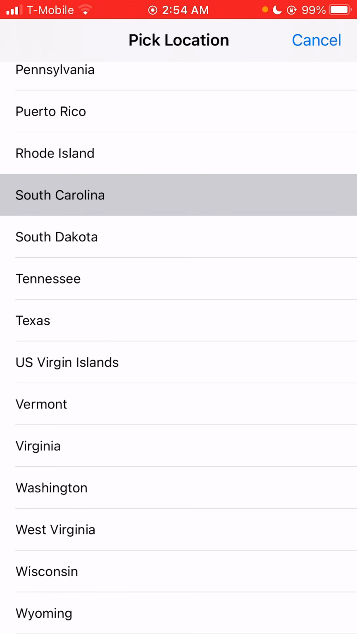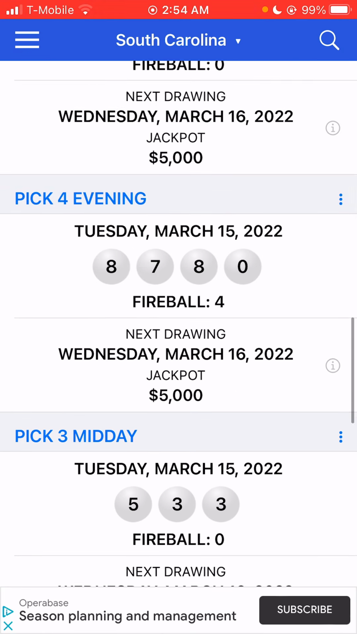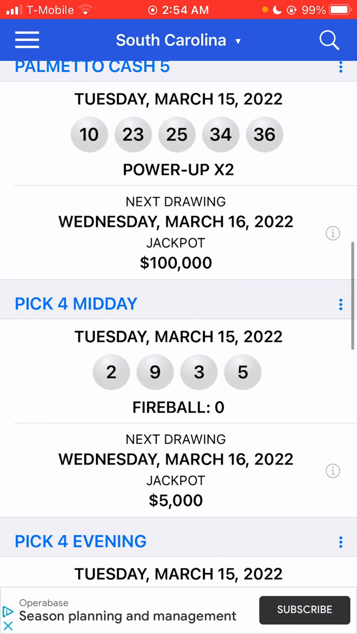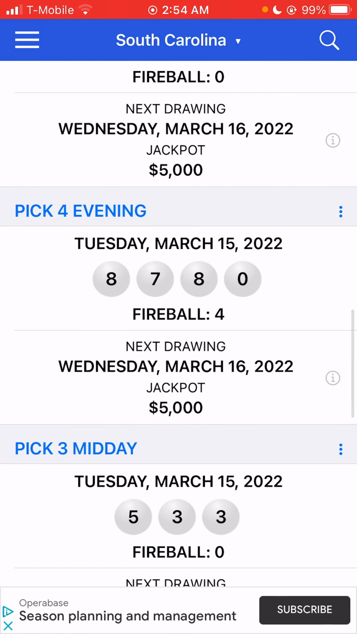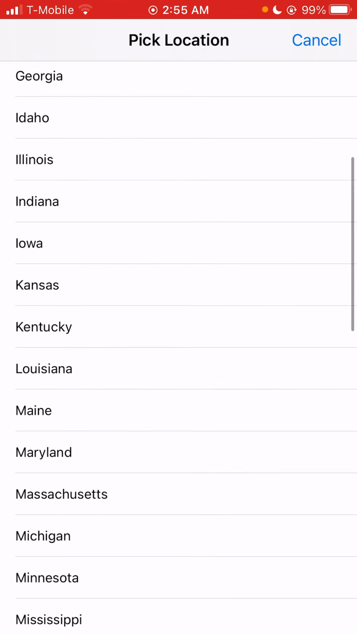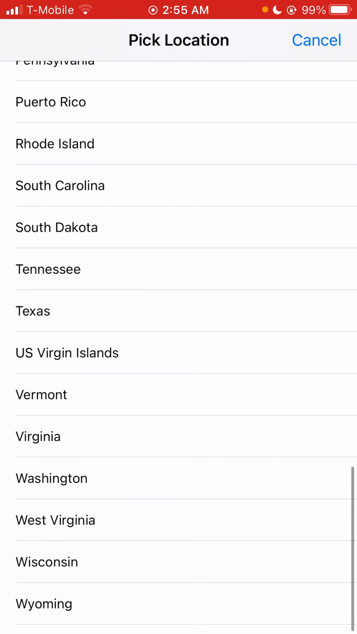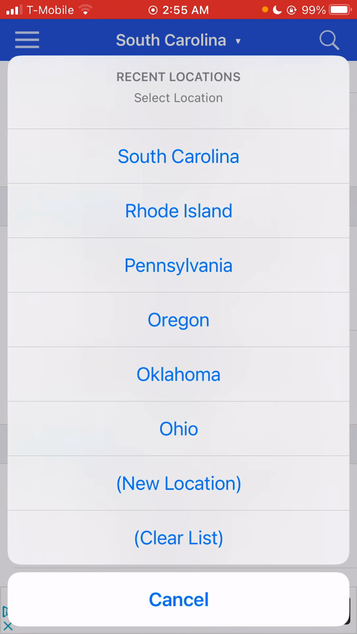Let's do South Carolina. Okay. I wouldn't do the midday. If I were doing the evening, I would put the 8, the 7, and the 0 in the grid. That was South Carolina.